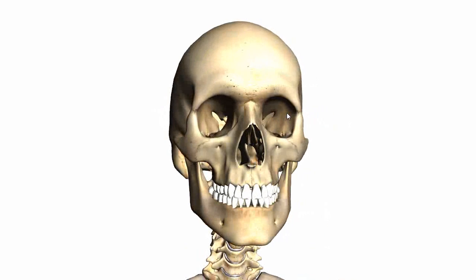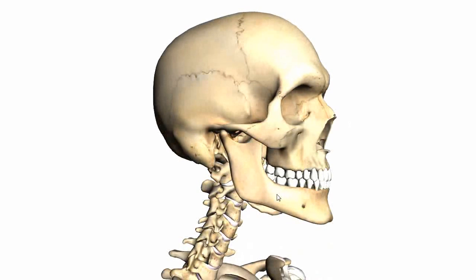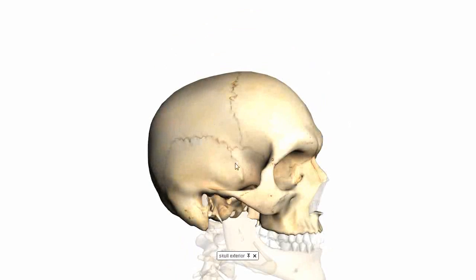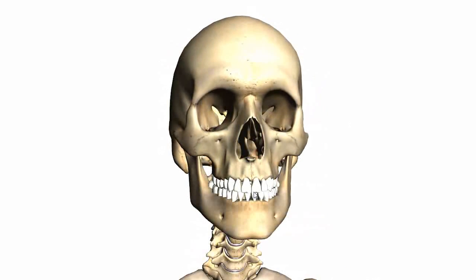So the skull consists of the cranium and the mandible. So the mandible is this lower jawbone, and the cranium is the rest of the skull. So the cranium can be divided into an upper part and a lower part. This tutorial will just be on the upper part of the skull. So the upper part contains the brain, and it's referred to as the Calvaria. The lower part of the cranium is the facial skeleton, so all of this, and it's called the viscerocranium. So that will be my next tutorial.